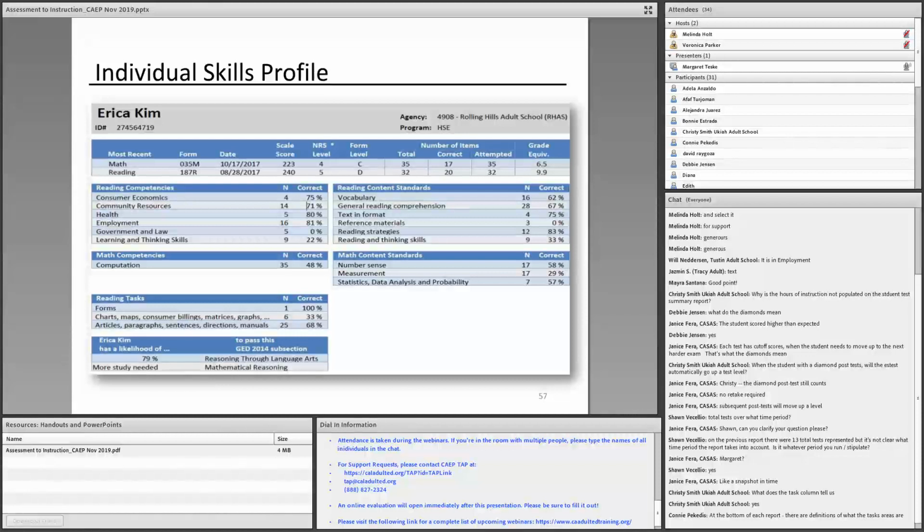Okay, Connie's adding that at the bottom of each report, there are definitions of what the task areas are. Yeah, these are clipped reports.